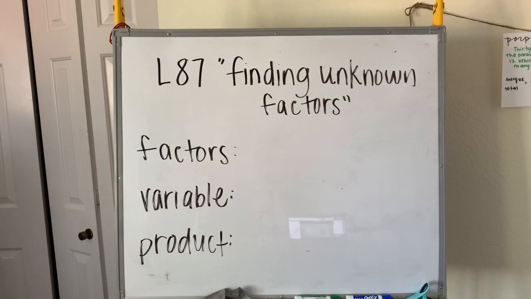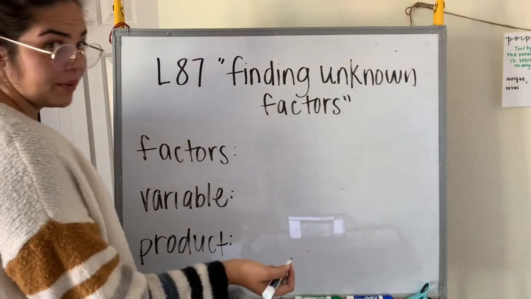All right, here we are. Factors, finding unknown factors. So 3 big words we need to be comfortable with today, and that is factors, variable, and product. Let's start with factors. What is a factor? For example, if I said the factors of 10 are 1, 2, 5, and 10. What does that tell me about factors? Factors are numbers that multiply together.